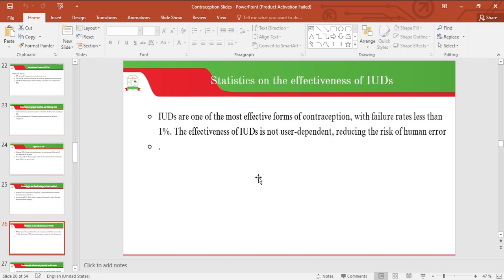Let's look at the statistics on the effectiveness of intrauterine devices. Intrauterine devices are among the most effective forms of contraception, with failure rates less than 1%. The effectiveness of intrauterine devices is not user-dependent, reducing the risk of human error.